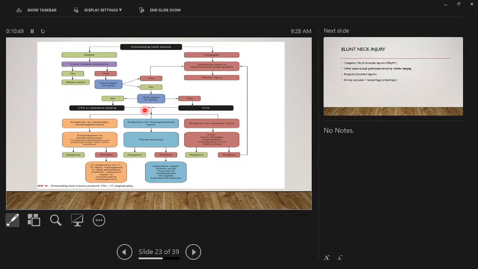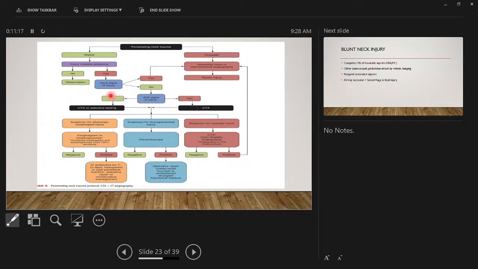So this is the algorithm for penetrating neck injury. First, if the patient is stable, check whether the injury violates the platysma or not. If no, just observation. If the platysma has been disrupted, check for the hard sign. If hard sign is there, take the patient to the emergent operating room. If hard sign is absent, check for soft sign, whether soft signs are present or absent.